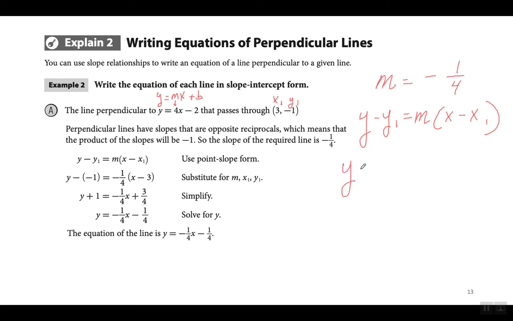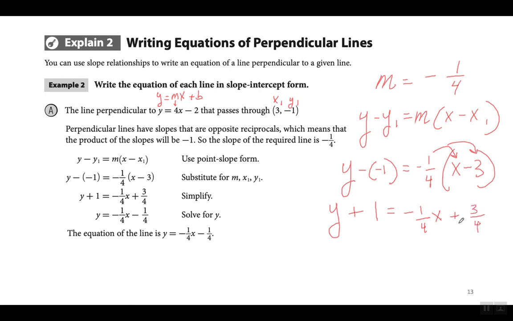So when I substitute the numbers, I'm going to have y minus negative 1 equals, I'm just plugging in these numbers and the m. So that'll be y plus 1 equals, let me distribute. When I distribute, I'm going to have negative 1 over 4 x plus 3 over 4. Now the last step is to move the plus 1 to the right by subtracting 1. And if you don't know how to subtract that, look at the easy way to subtract that.